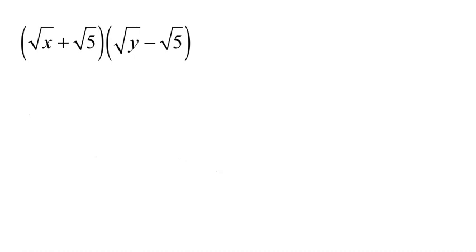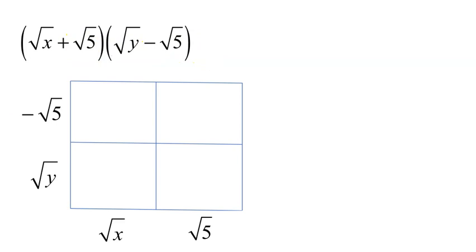Root x plus root 5 times root y minus root 5. I again want to use the boxes to make sure I distribute properly. Root x times root y, root x times negative root 5, root 5 times root y, root 5 times negative root 5. So here's a way to visualize the distributive property. Starting first with root x times root y, it was the same as root xy. Nothing to simplify there. Next, root x times negative root 5 is negative root 5x.